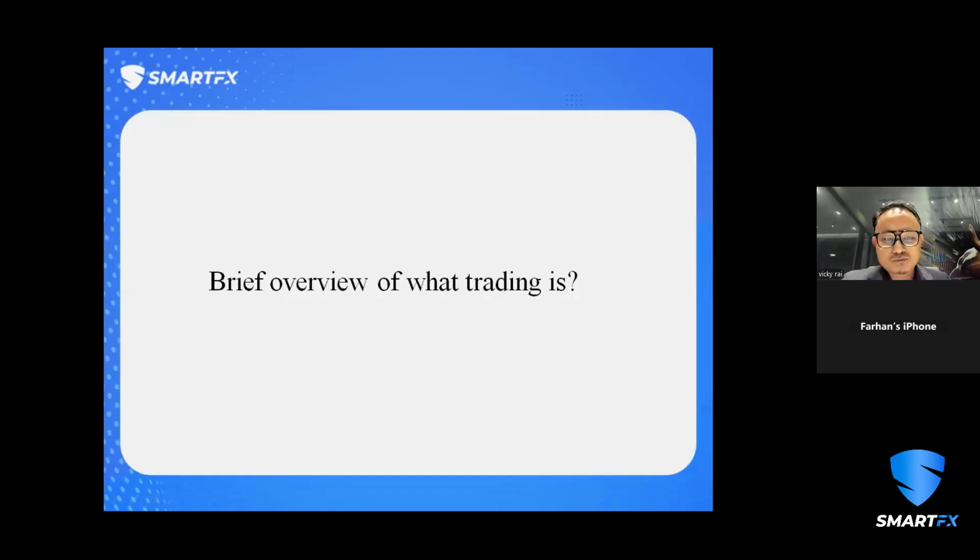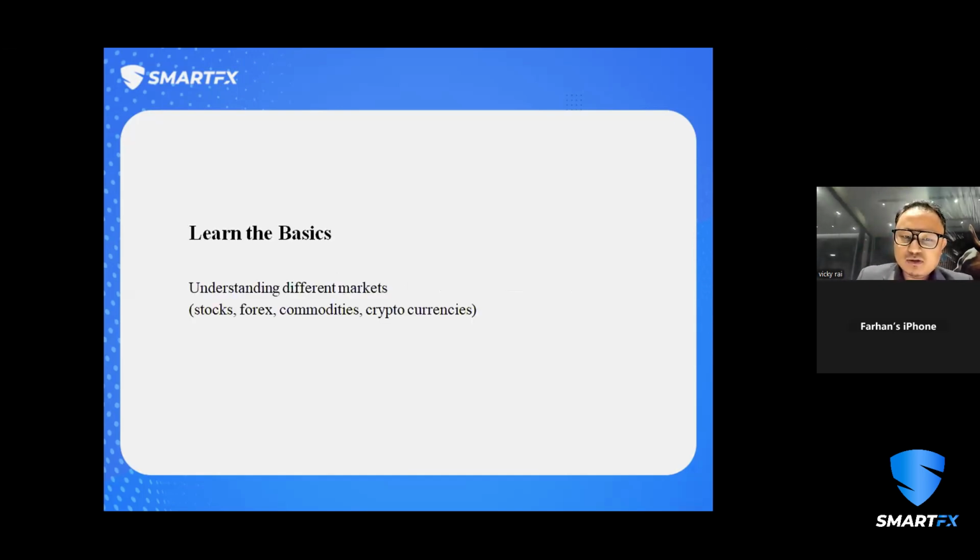All right, so a brief overview of what trading is, especially for people who just started. Trading involves buying and selling of financial instruments like stocks, commodities, bonds, and currencies with the goal of making a profit. So learn the basics, and understand the different markets. We have different financial instruments, for example, stocks, Forex, commodities, cryptocurrencies. Let's move on.